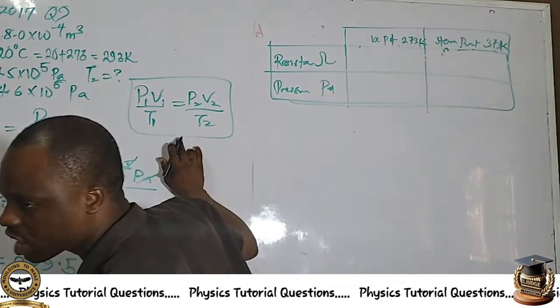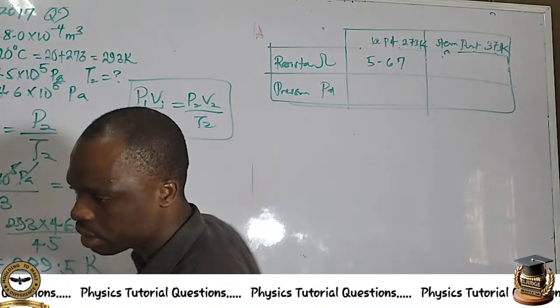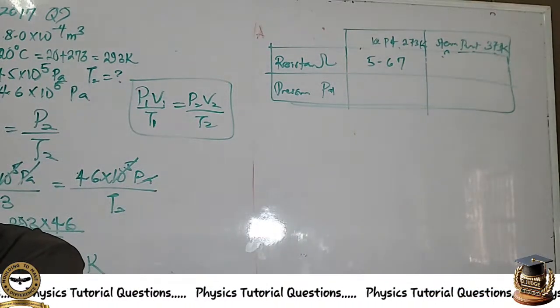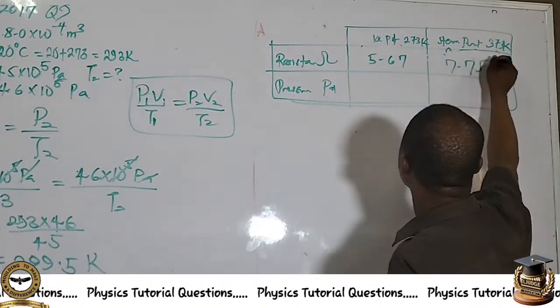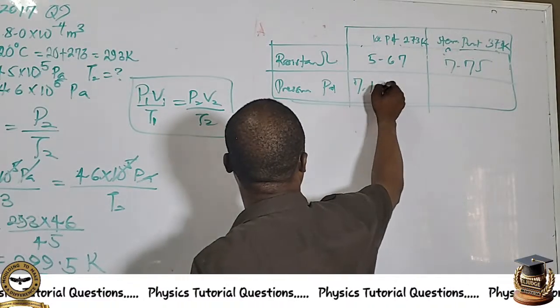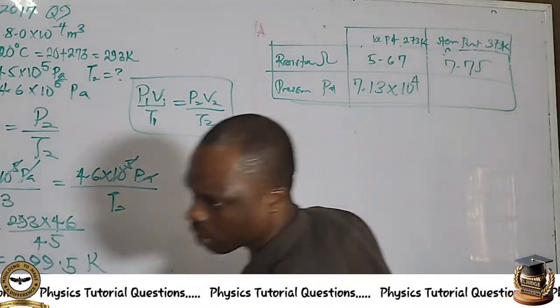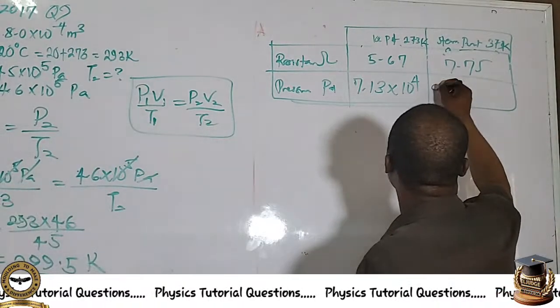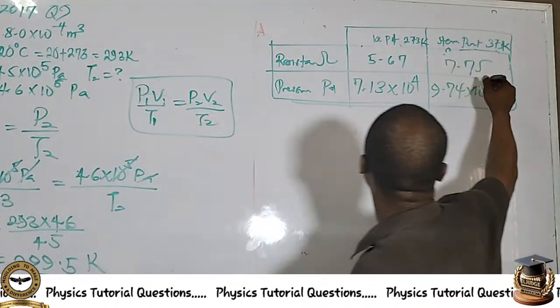Now for the ice point, we have 5.67, and for the steam point, we have 7.75. Also, we have 7.13 times 10 raised to the power 4 and 9.74 times 10 raised to the power 4.